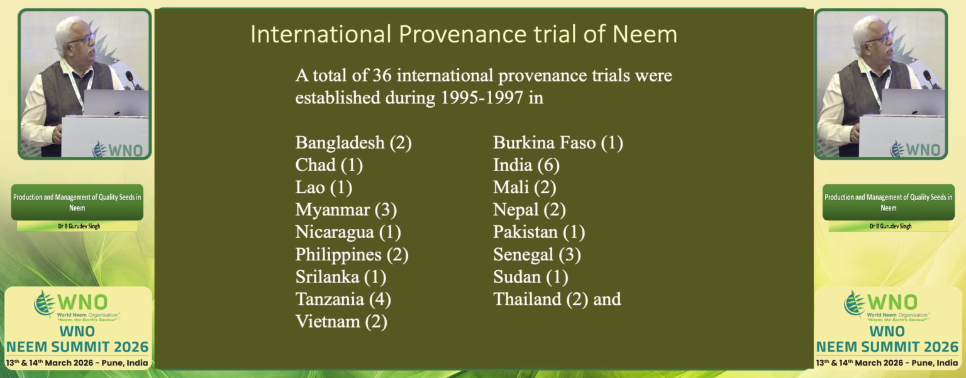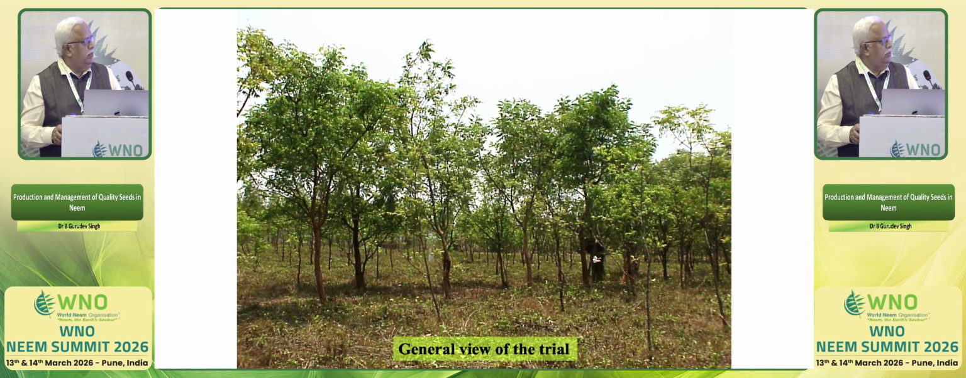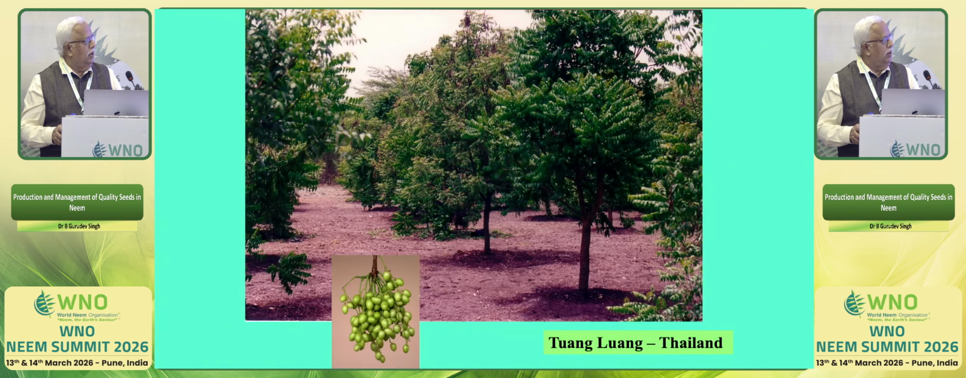And these are the provenance trials which have been established. 36 trials have been established. In India, we have got 5 trials which have been established. This is the view of one of the provenance trials. It's a bit old photo. Now the trees have grown up very well.